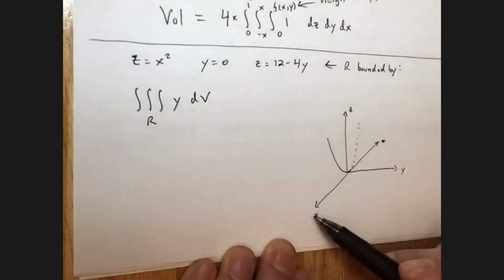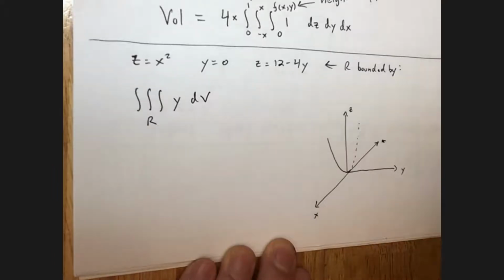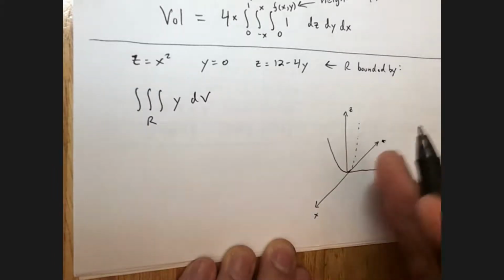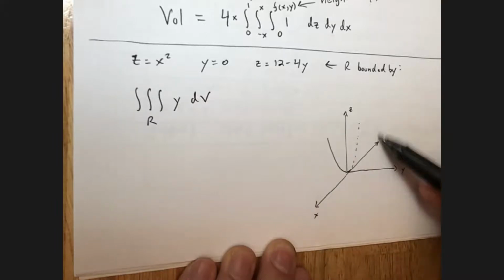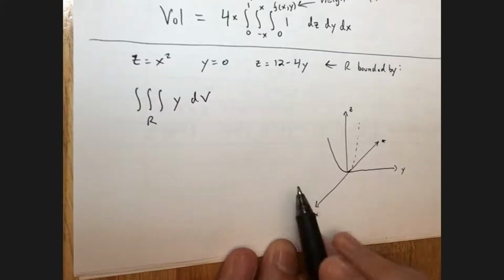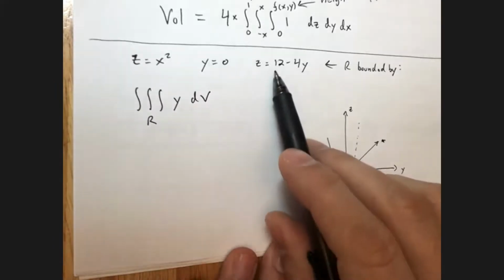y equals 0. Well, that is just the plane. That's just the xz plane. So the back of this surface is just going to be the xz plane. So I'm not going to go anywhere behind this, right? So all that stuff is out of there. And then z equals 12 minus 4y.